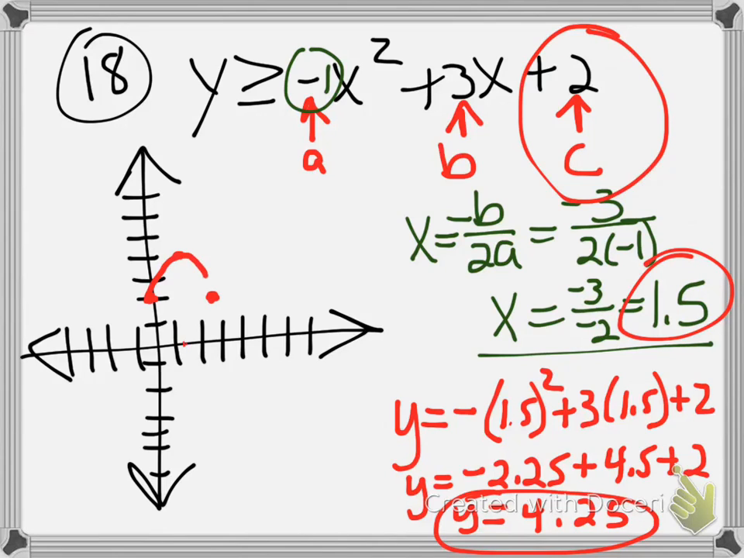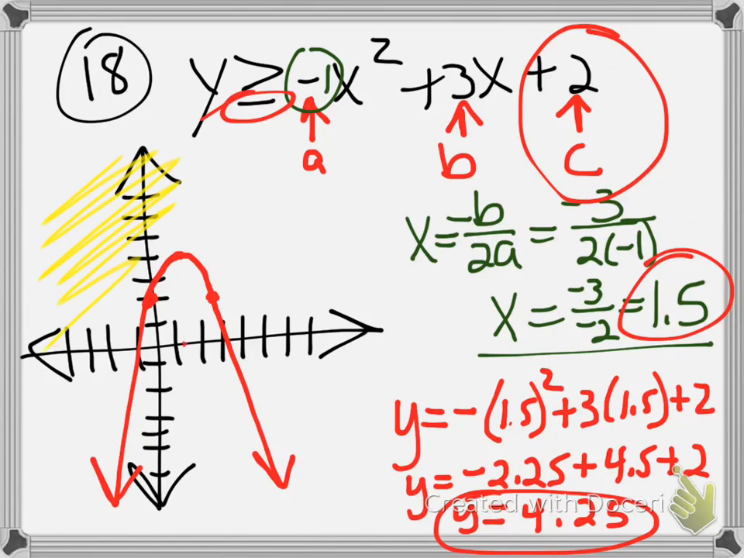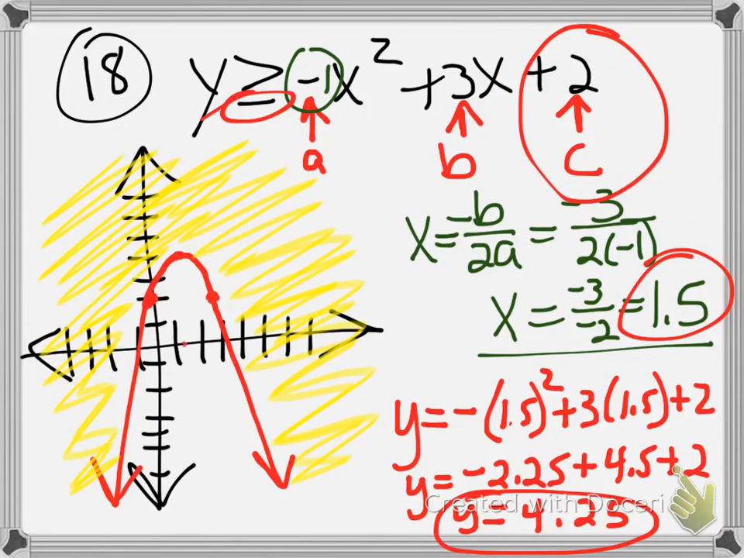So when I connect these 3 points, first of all, it opens downward. And second of all, it has to go through the y-intercept. It has to go through at 2. Alright, now I've drawn it as a solid line because it's equal to, and it's also greater than, which means shade above. So when I shade above on this, I'm shading up here because it's above the vertex.